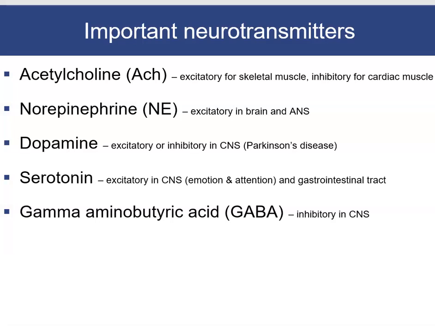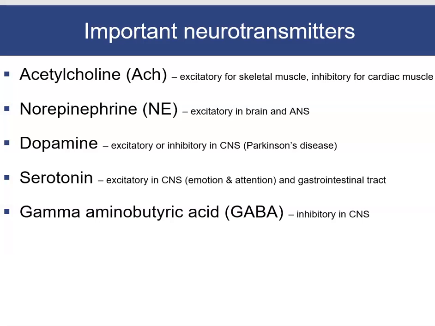What's one of the classic symptoms of Parkinson's? It is the shaking. That shows the effect of dopamine. It helps to control the movements. Serotonin is excitatory in the central nervous system. It has an effect on emotion and attention. And also in the GI tract, it is excitatory. Decreased amounts of serotonin have been shown to result in depression.